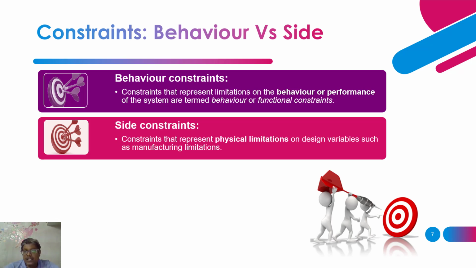Whereas if there is a performance constraint, where the output function f of x can vary only from this to this, it's a functional or behavioral constraint. So anything based on the design variable is a side constraint. Anything based on the function is called a behavior constraint. That's it. It's that simple.